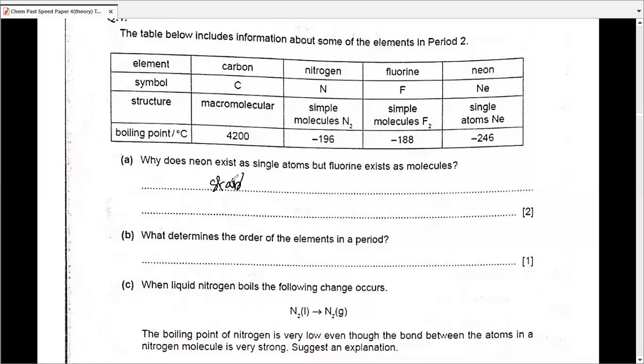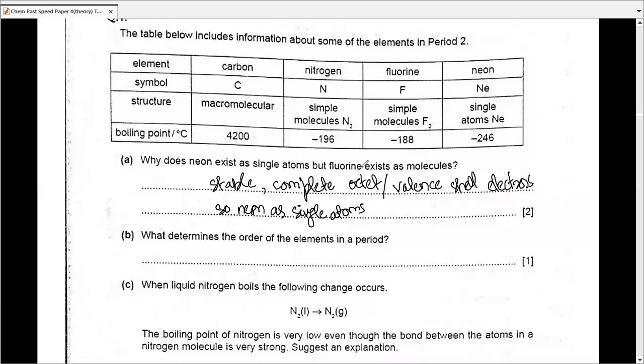Stable, complete octet, slash valence shell electrons. So neon as single atoms.